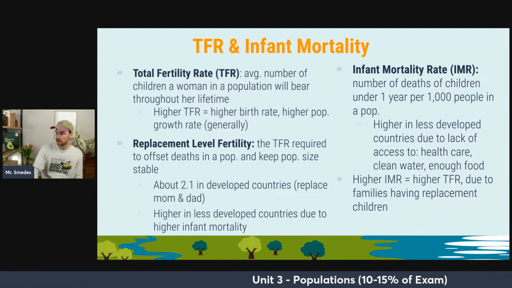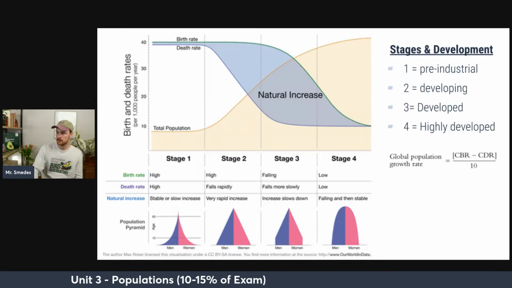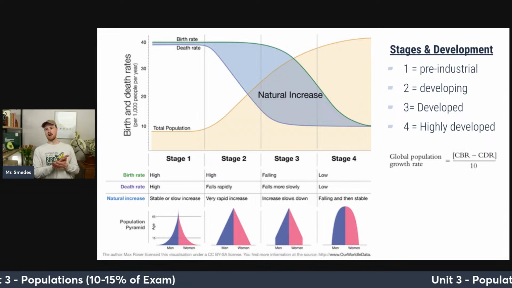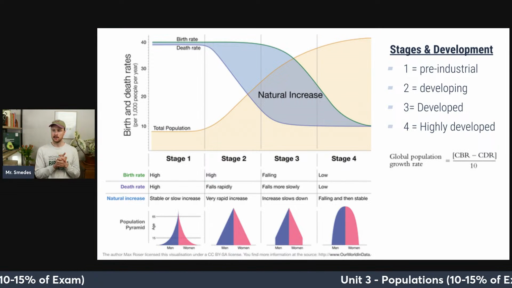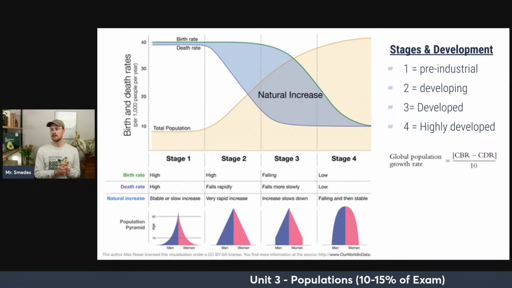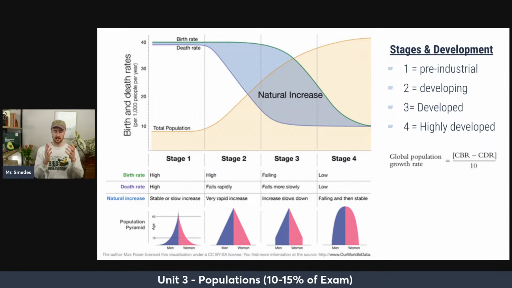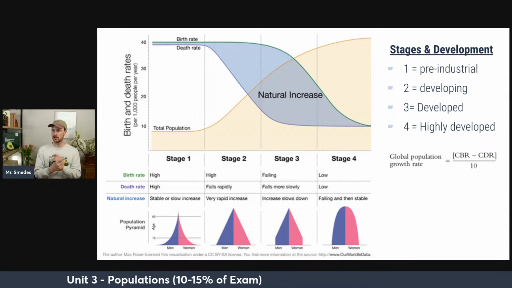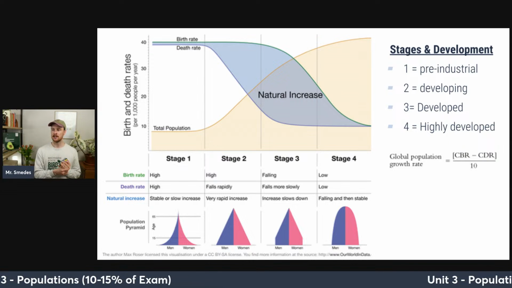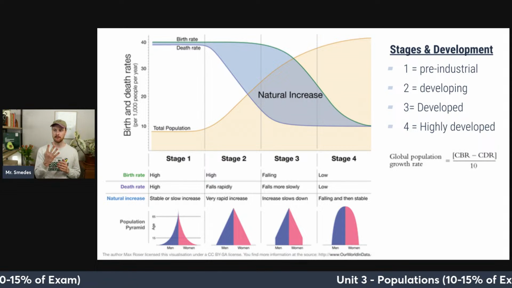Okay, let's see what else we got. Unit 3. We're going to round it out with the theory of demographic transition. And what we have here is something that may be familiar from AP Human Geo. So if you took AP Human Geo, you may have seen this. They have 5 stages. We just have 4 in APES.